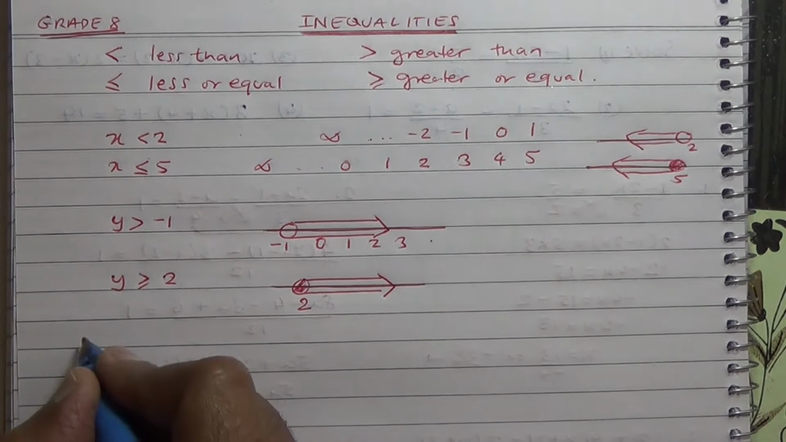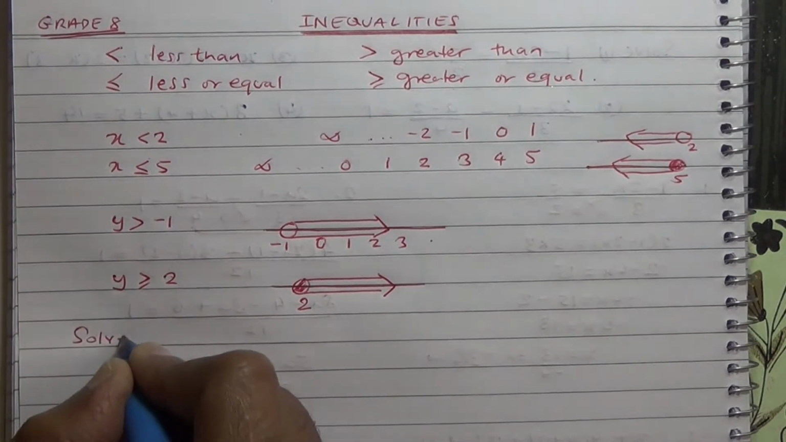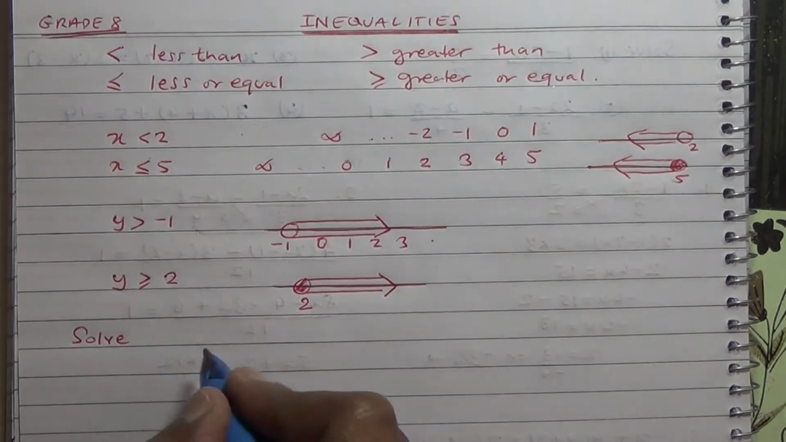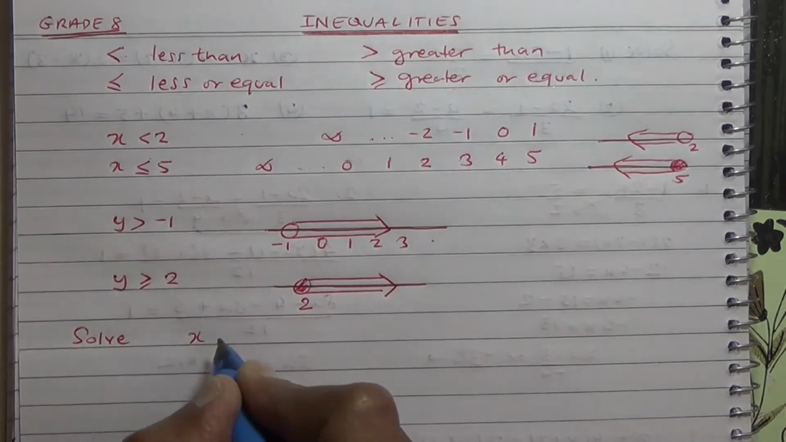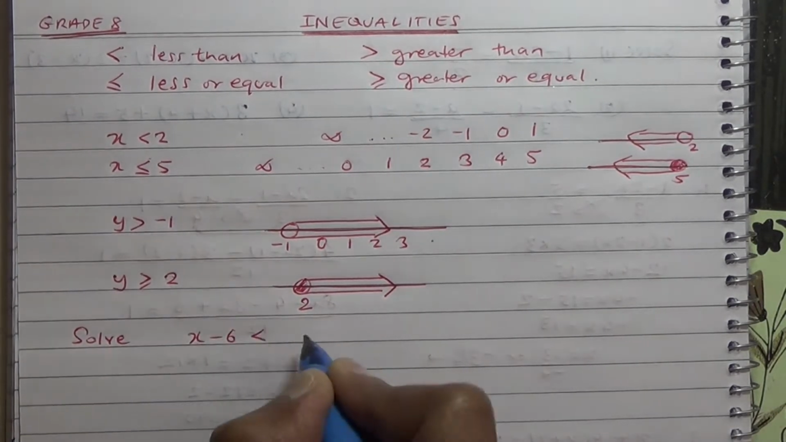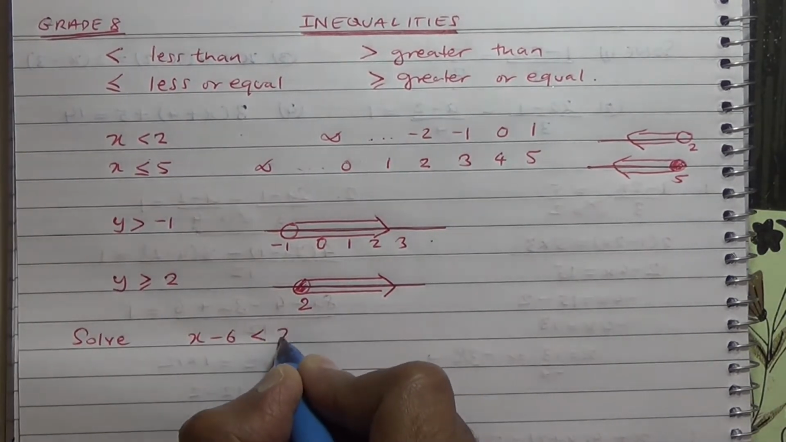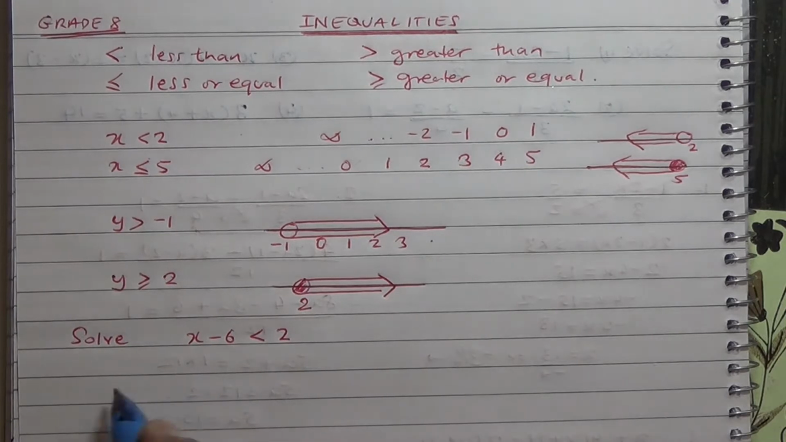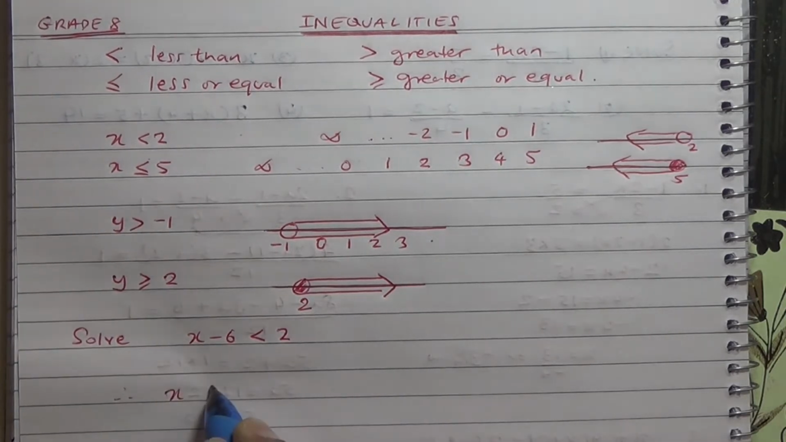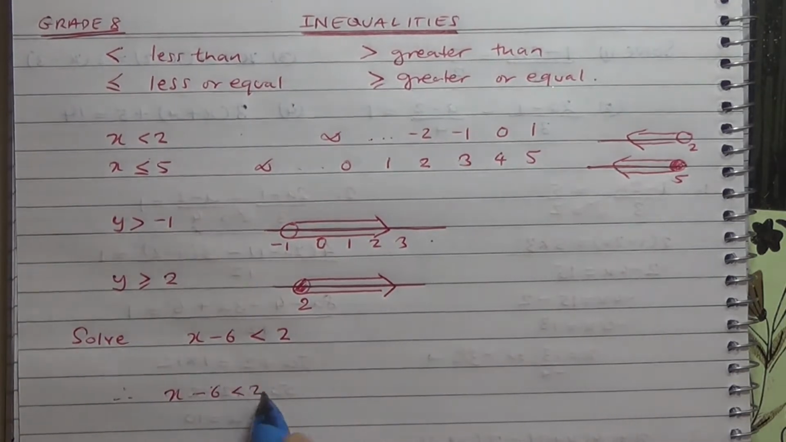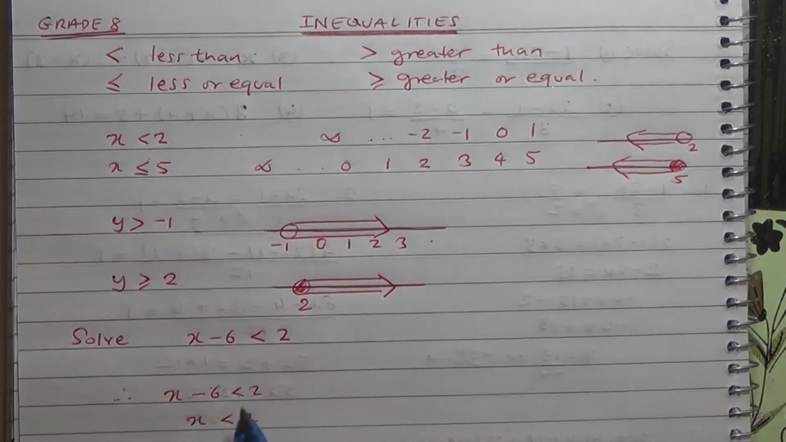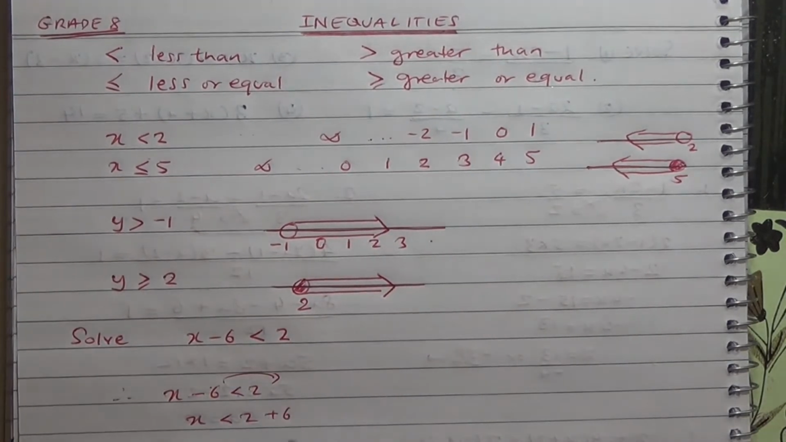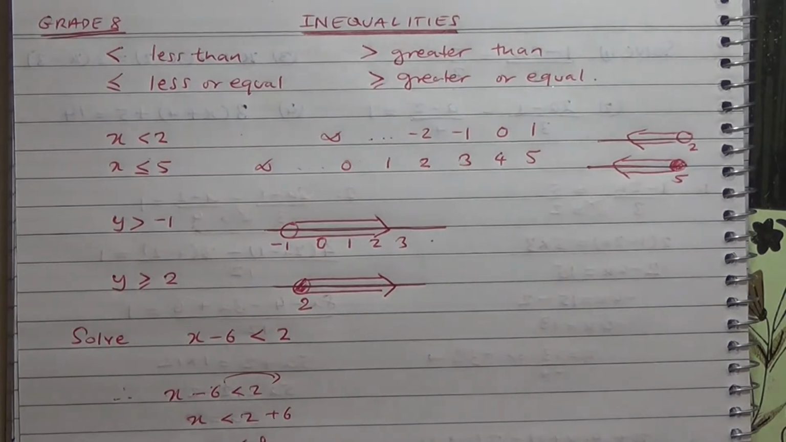What about solving an inequality? Let's say, for example, solve x minus 6 less than, let's say, 2. Well, the procedure is the same as solving an equation. So you're going to say, therefore, x minus 6 being less than 2 is x being less than 2. The minus 6 can go there, becomes plus 6, and x is less than 8. So this is the inequality, and it's been solved.